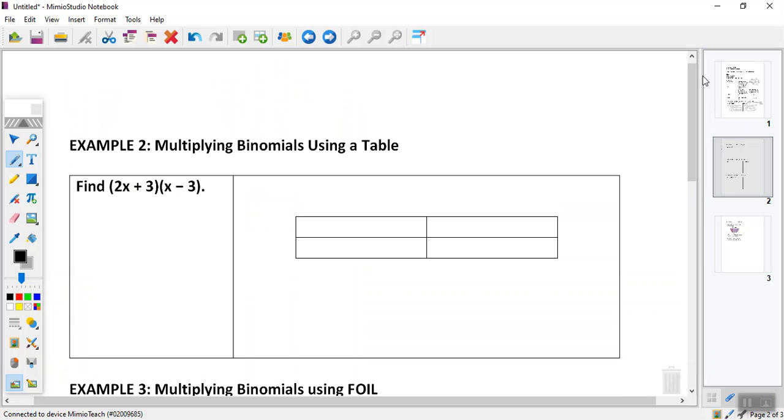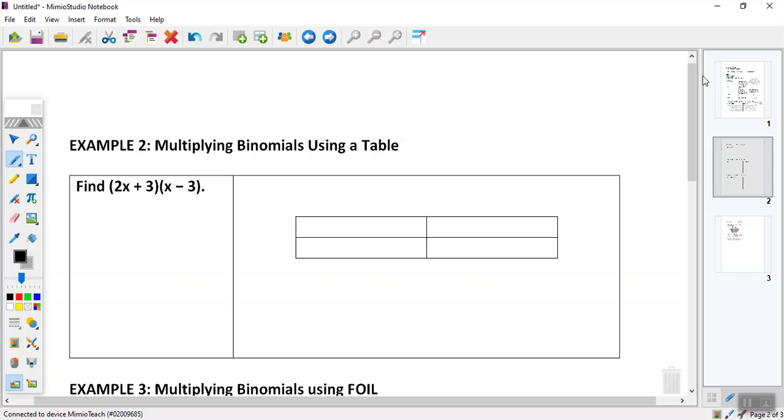Now, if you like that, you're okay with that, great. Some people like to use FOIL by multiplying binomials using a table. Okay, what's that, Sam? We've done something similar to that, I think. Have you seen something like this? Multiply using a table.